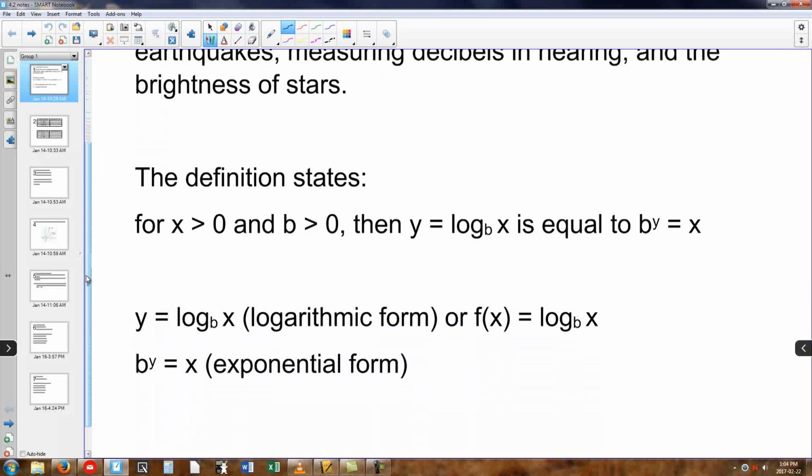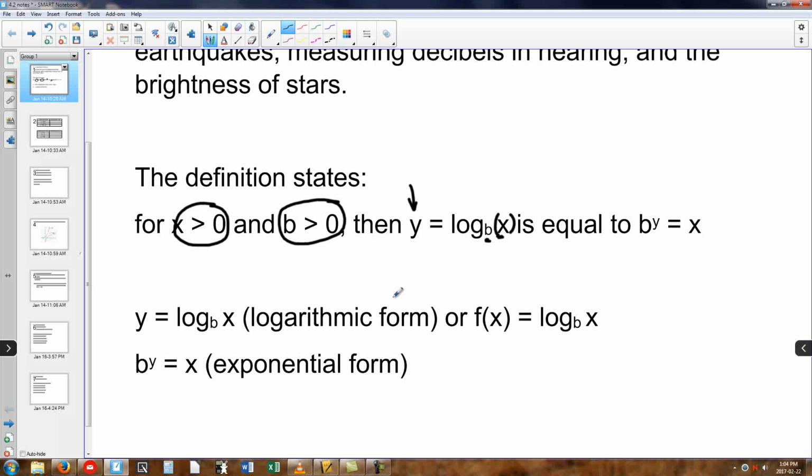So the definition for a logarithm, this is important. X has to be greater than 0 and b has to be greater than 0. So this base and what we're taking the log of both have to be positive. The only thing that's allowed to be negative is the object over here. Okay, so a couple of different ways to look at this.